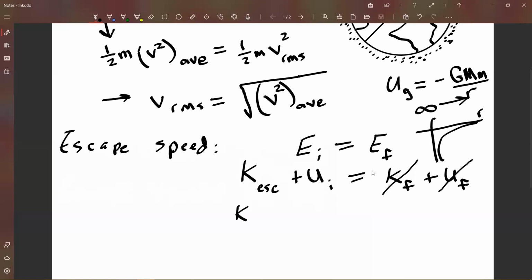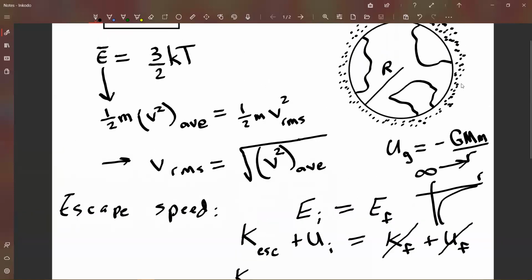But I do need to evaluate the potential energy initially. Let me make sure I'm recording. Sometimes I'm paranoid that I forgot to hit start. Okay, yes, I am. So the initial kinetic energy would be this formula here, evaluated at our starting point.